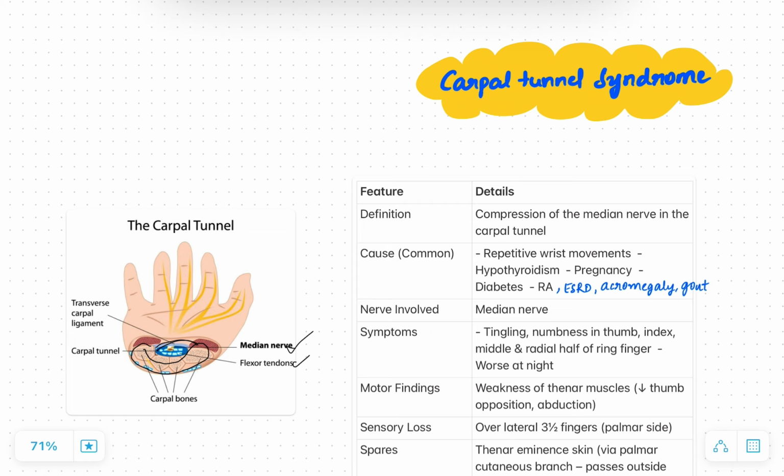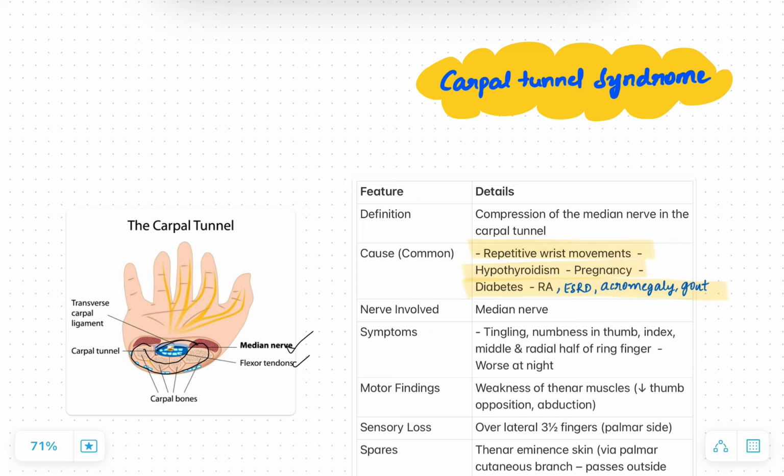So what are the causes? The causes are repetitive wrist movements, hypothyroidism, pregnancy, diabetes, rheumatoid arthritis, acromegaly, gout, and end-stage renal disease. So why do these cause carpal tunnel syndrome? In repetitive hand use, there is overuse of the wrist causing swelling of the tendons, and in pregnancy, due to hormonal changes, fluid retention will be there and swelling inside the carpal tunnel will be there.